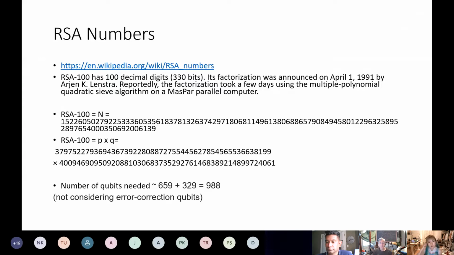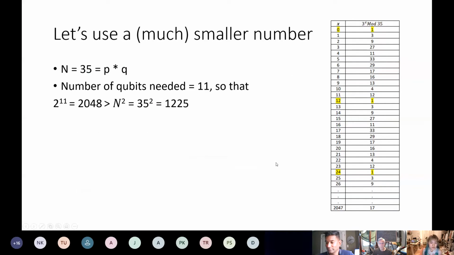And then, of course, you need to entangle them, so you may need additional qubits for that. Just as a rule of thumb, that's a really large number, so it will be hard to go through the algorithm with such a big number. So let's use a much smaller number to look at how this whole setup works.